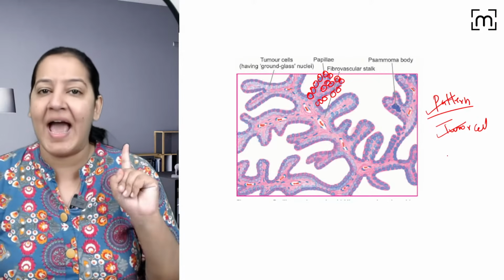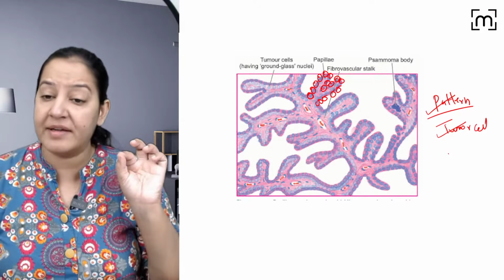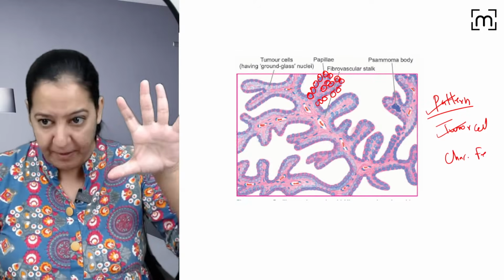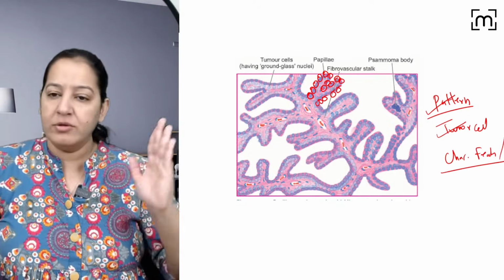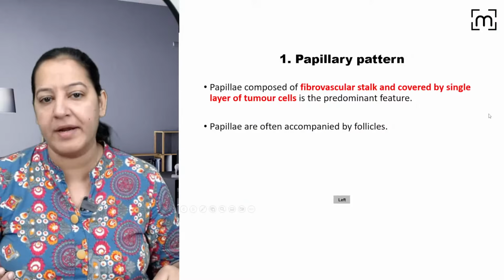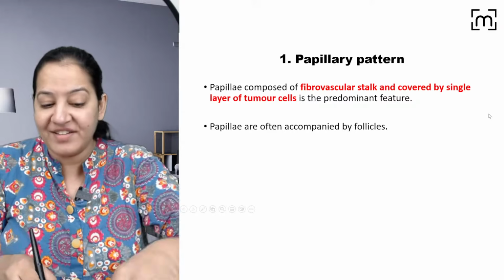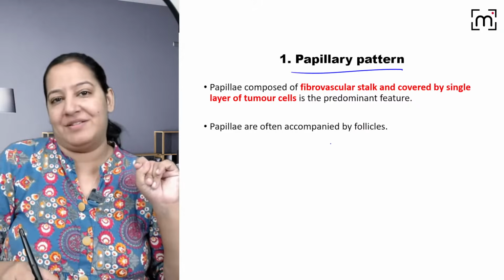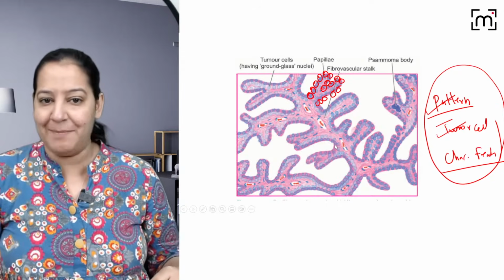And the third thing, any characteristic feature of that particular tumor, you have to describe that. Now this is a particular way, in this sequence only you have to say your description. You got my point? So say the pattern. What is the pattern here? The pattern is the papillary pattern. You all can see papillary pattern.